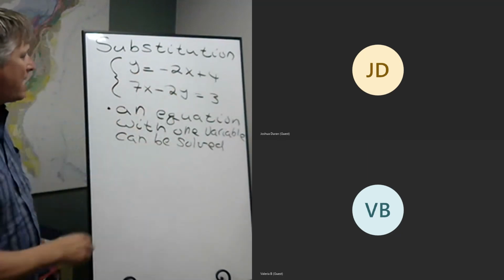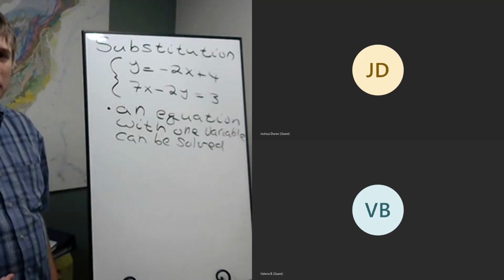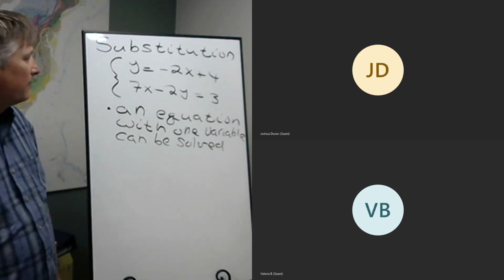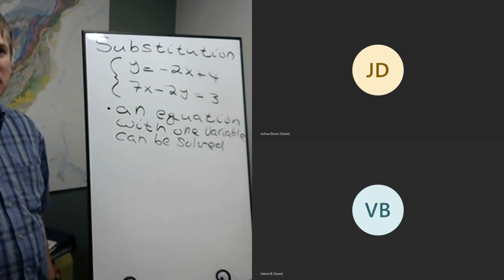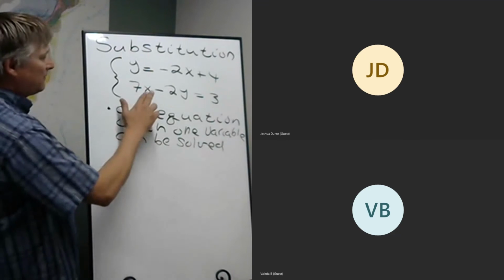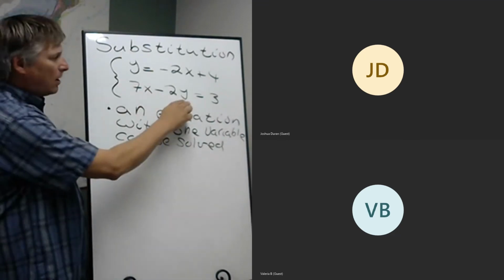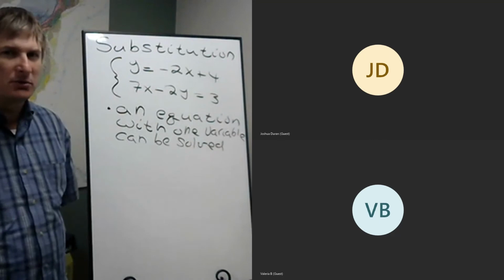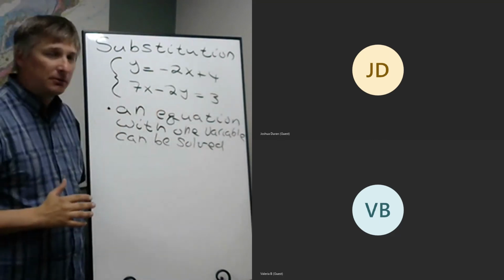And so when we have two variables in an equation, we want to find a way to replace one of them with an expression using the other variable. Let me show. So I have an x and a y right here. If we could replace y with some expression in terms of x, well, then we'll have all x's in this equation.